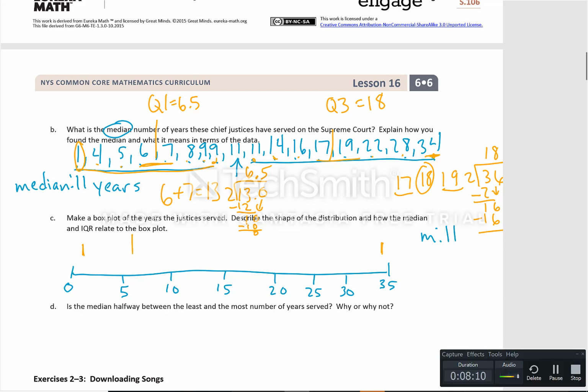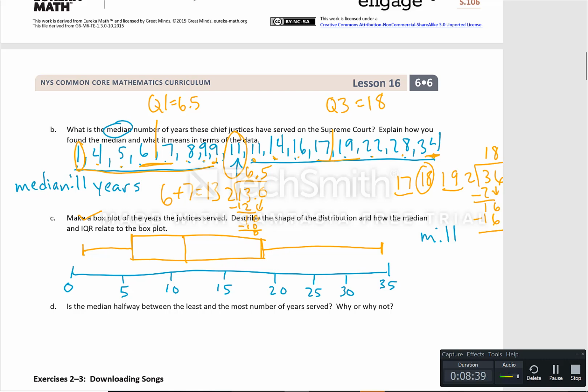Which will probably be right here, and it's going to be a little bit bigger because remember, it's going to be a box for that middle chunk. And quartile 3 is 18, so I make it bigger and I connect that box right there. Connect the box to my max value, the box to the min value. And the last thing I need to add is that original median. So that original median was an 11 right there. Alright, so I've done this part of make the box plot.